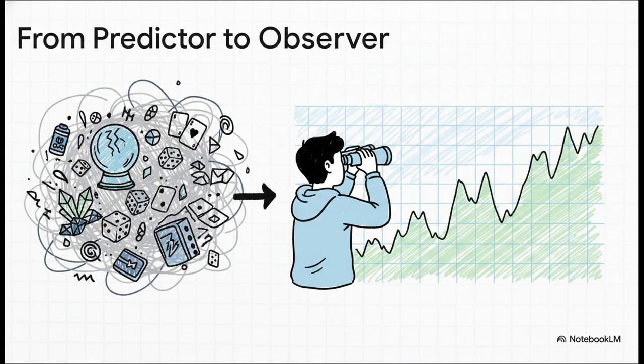And that's the transformation. You stop being a predictor and you become an observer. You just let the market tell you what it wants to do. You wait for the structure to show you who's strong and who's weak. And you know what happens? Trading becomes so much calmer because now you're following logic, not just reacting to your own fear and greed.